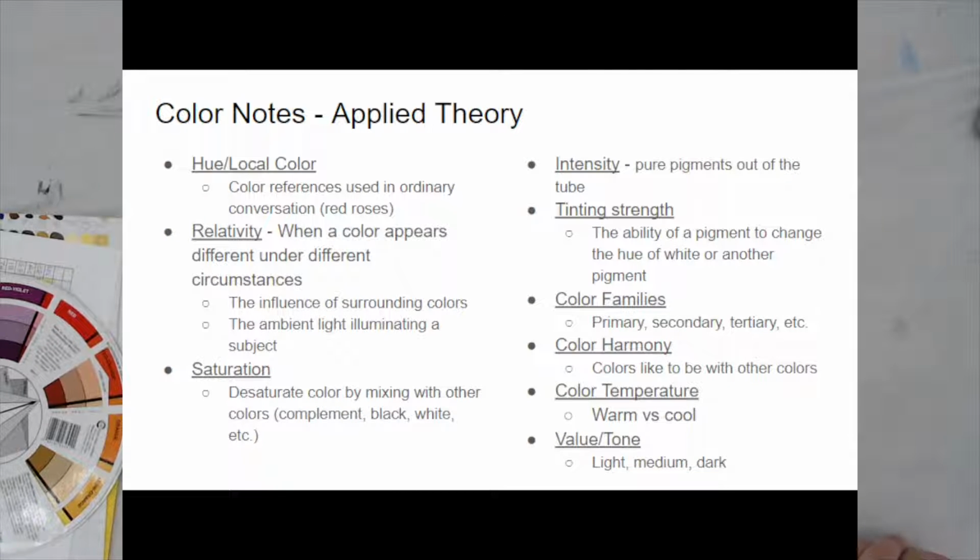Color families, primary, secondary, tertiary, we talked about color families. Color harmony, we talked about that throughout our discussion. Basically, color harmony just refers to the fact that colors like to be with other colors. If you think of it that way, then that goes a long way. Color temperature, warm versus cold, we talked about that. Value and tone, we've beaten that like a dead horse with our grayscale, adding in the darks and then adding in the lights.